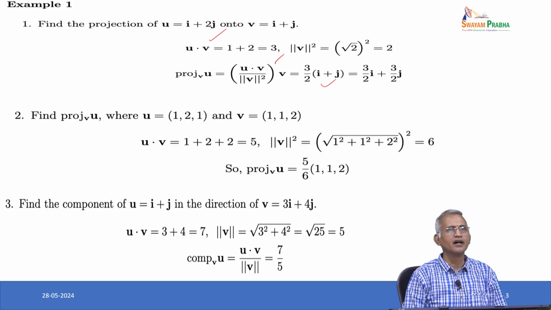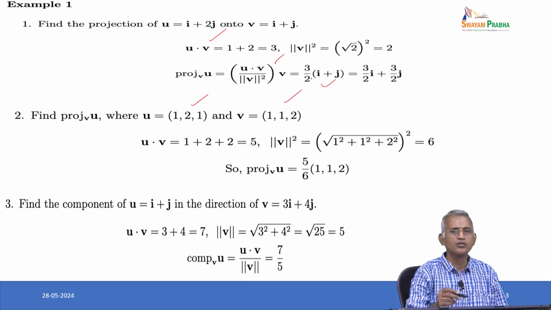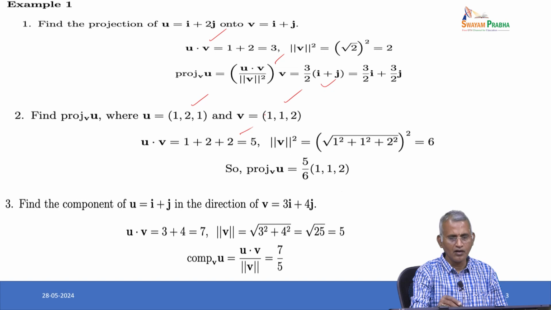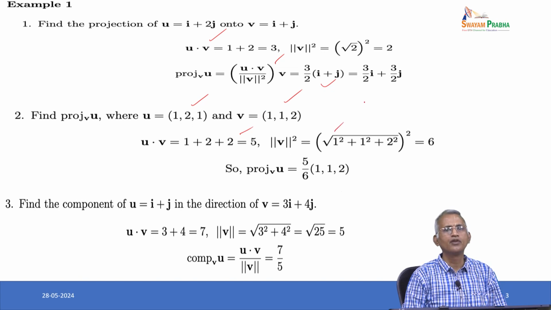Next, find the projection of u over v where u equals (1, 2, 1) and v equals (1, 1, 2). Now, u dot v equals 1 plus 2 plus 2, which is 5, and norm v square equals root of 1 square plus 1 square plus 2 square, the whole square, which is root of 1 plus 1 plus 4 equals root 6, and root 6 the whole square is 6. Therefore, projection of u over v equals 5 by 6 times (1, 1, 2).